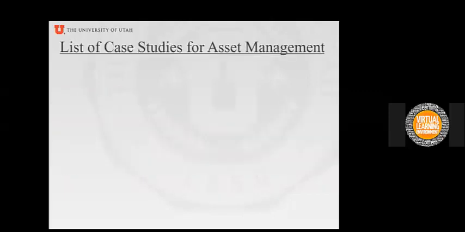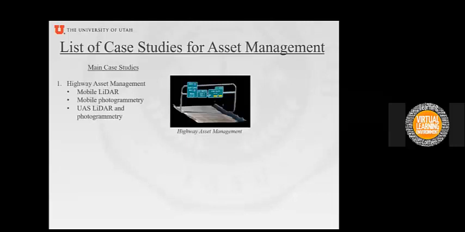So let me talk a little bit about the case studies that we did for asset management. The main case studies were the highway asset management. Like I mentioned, we use mobile LiDAR, so we obtained those models from Manley Communications. We used mobile photogrammetry, where we had the GoPro attached to the front of the vehicle. And we also used UAS LiDAR and photogrammetry with those 2 drones that I showed you. And we created highway models and evaluated them using each one of these methods, and we'll get into each one a little bit later throughout the slides.